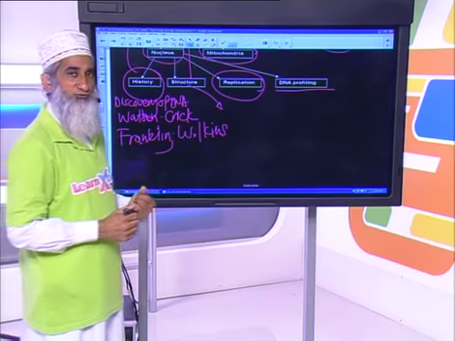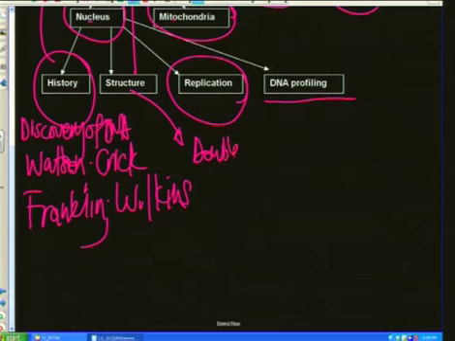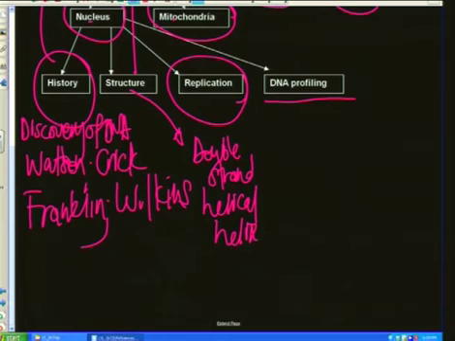We need you to know, firstly, that DNA is a double-stranded molecule. Double strand. And this double strand is spiral, so it's a helical structure. Helix. Spiral.